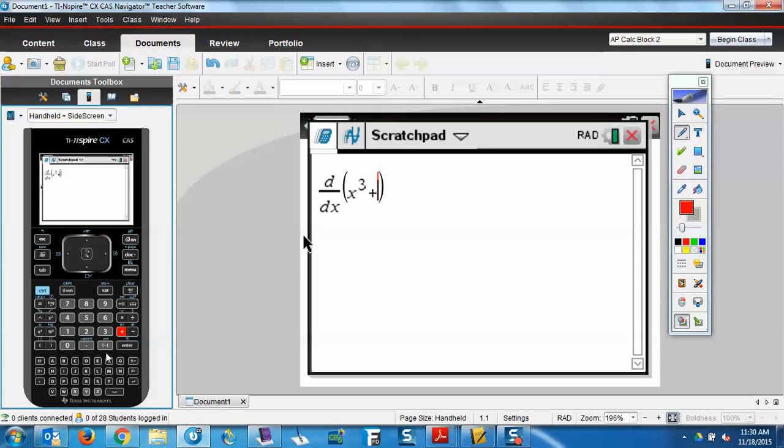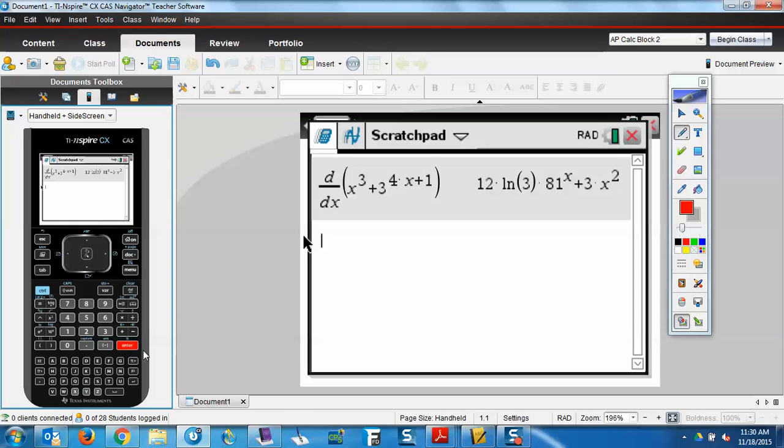right arrow plus, let's do a new one we just learned here. e raised to the, what do we do? 4x plus 1. Oh wait, no, let's not do e. Let's do 3 raised to the 4x plus 1. So if that's one of your problems and you want to check to see if you're doing it right, your calculator will do that for you, right?